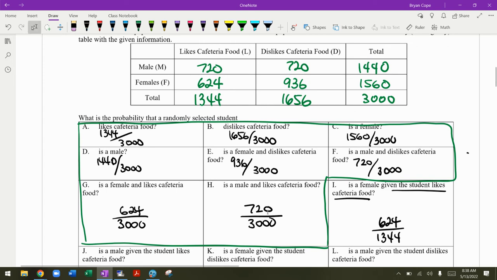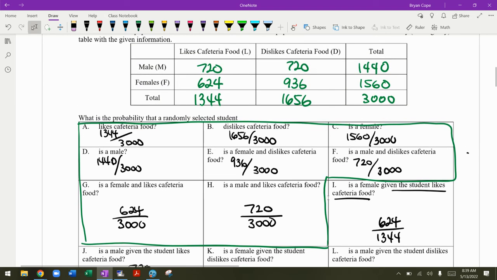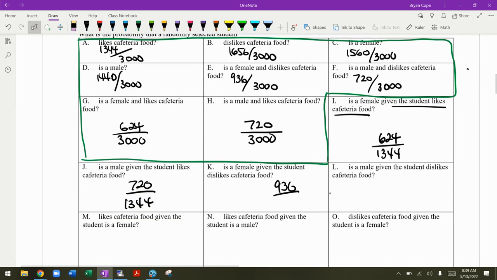Is a male given the student likes the food? 720 over 1344. Good job, right? Because of all the people who like the cafeteria food, 720 of them are male, okay? Is a female given the student dislikes the cafeteria food? 936 over 1656. You got it, easy, right? Is a male given the student dislikes? 720 over 1656, right?